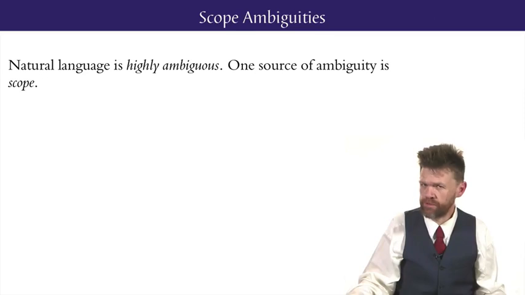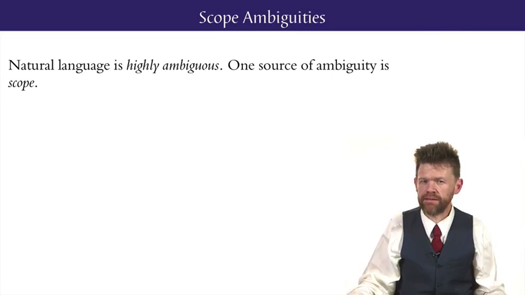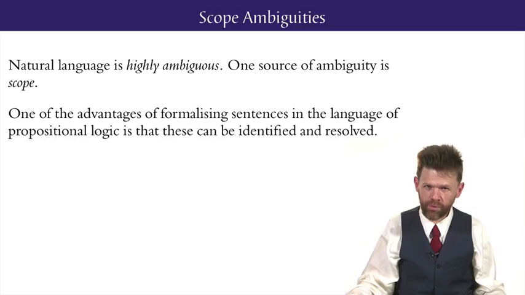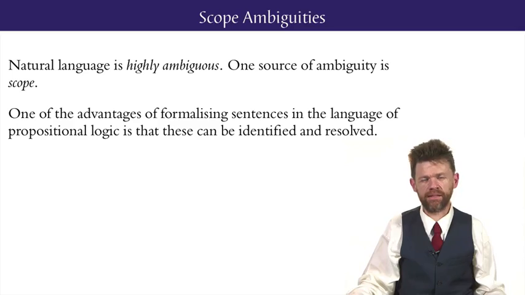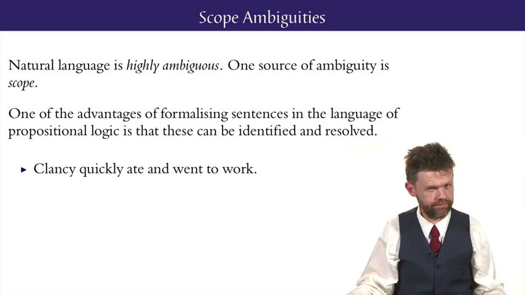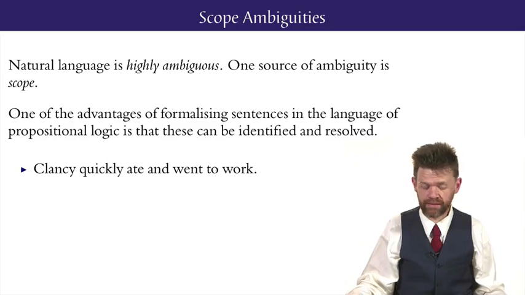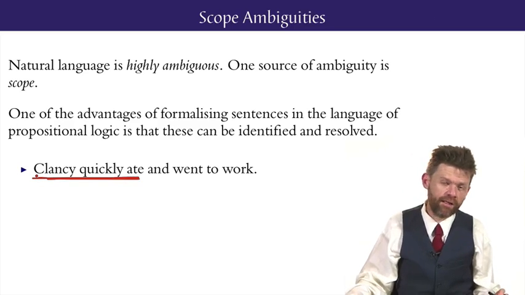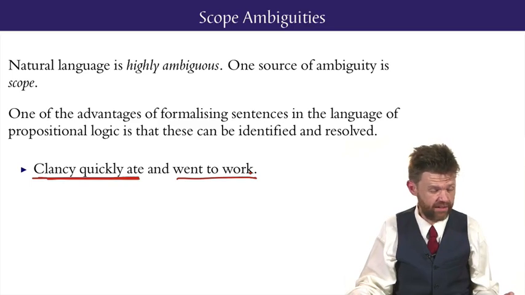Another example comes from natural languages. And we've already seen this. Natural languages are highly ambiguous. One source of ambiguity in natural language is what we call scope. And one of the advantages of formalizing sentences in the language of propositional logic is that scope ambiguities can be identified and resolved. So, for example, I might say, Clancy ate quickly and went to work. That's ambiguous between saying that Clancy quickly ate and then Clancy went to work, but she didn't do that quickly.